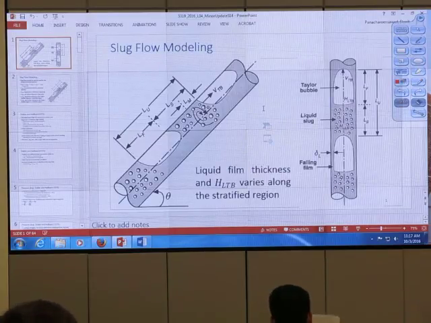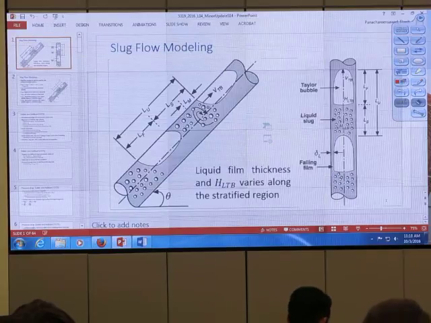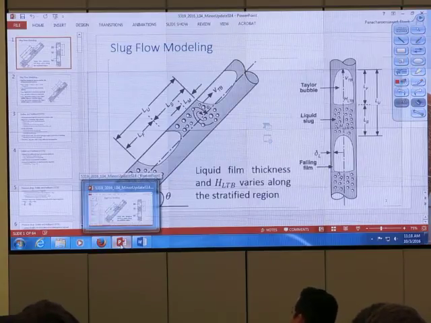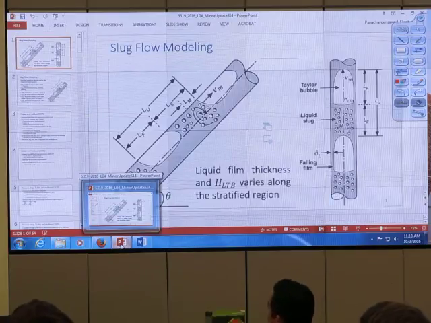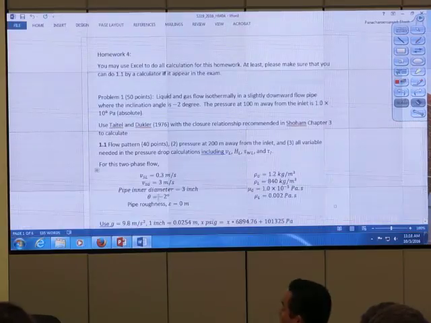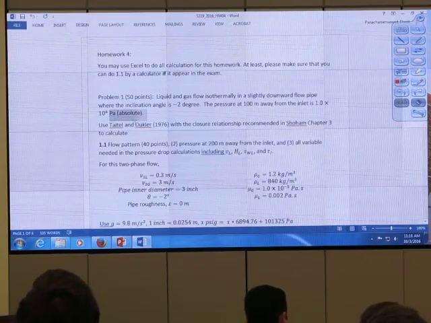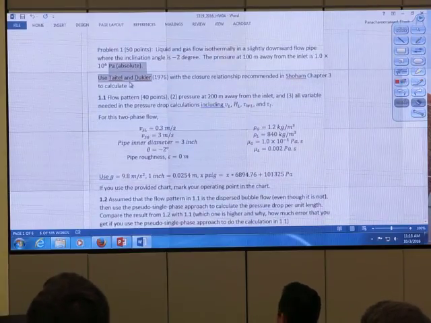Jiasheng, is the first one difficult? No? Okay, if you have stratified wavy, use 0.01 for something. And you have to use the flow pattern program to do the calculation for the second one, right? Arya, yes? The first question. If it is not Taitel-Dukler, use whatever Shoham. If Taitel-Dukler doesn't work, use whatever is in the book.